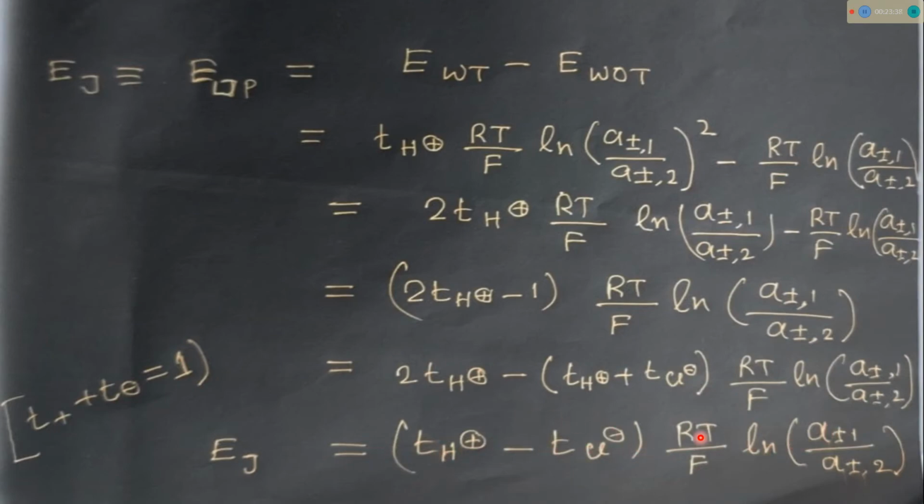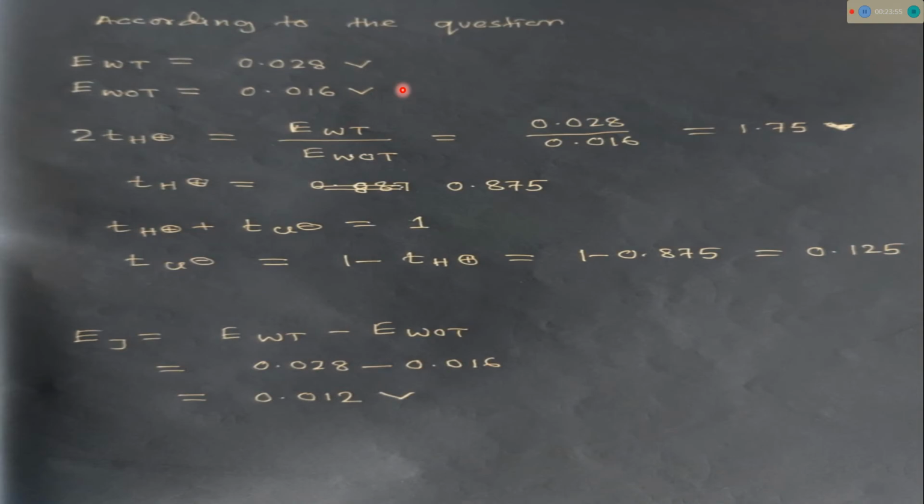Activity should be there in the cell, RT by F, we put the value, then we get the liquid junction potential. Since in the question E with transport and E without transport are already given, we have no need to use the last equation. Just put the values in the first equation, then we will get the value 0.12. So they asked about the T Cl minus.